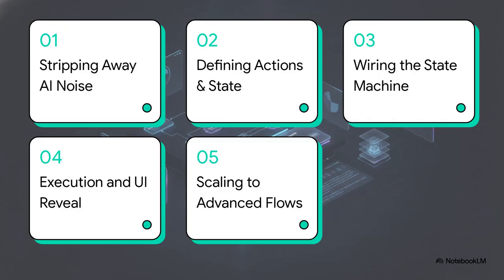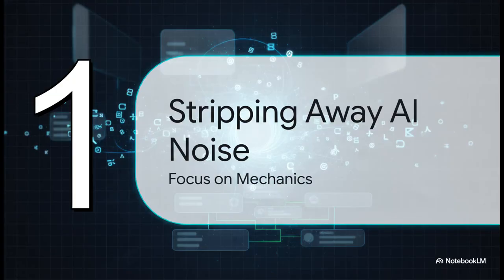Here's our quick roadmap. We'll start by stripping away the AI noise, then we'll define our actions and state. After that, we'll wire up the state machine, execute it for our UI reveal, and finally, look at how this scales to advanced workflows. Step 1. Stripping away that AI noise.